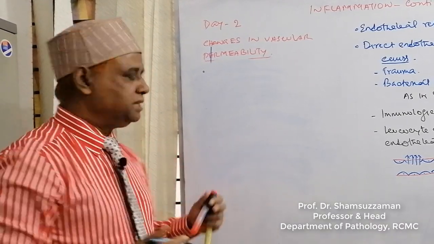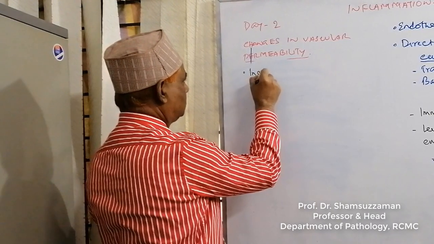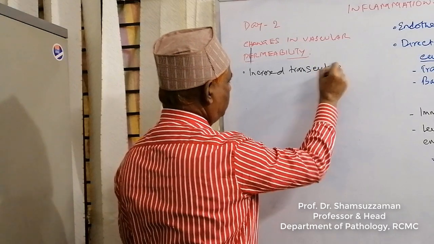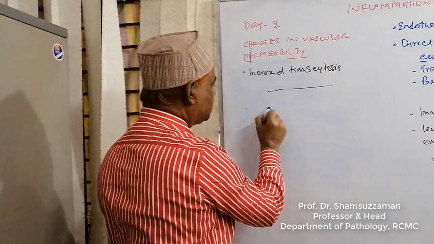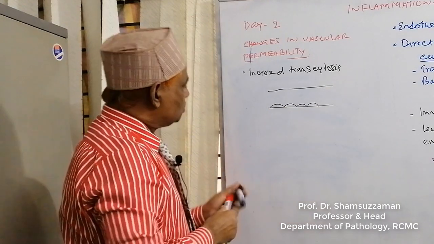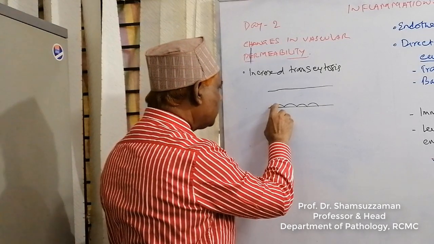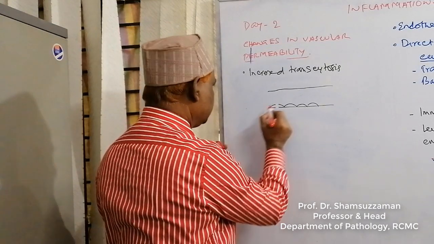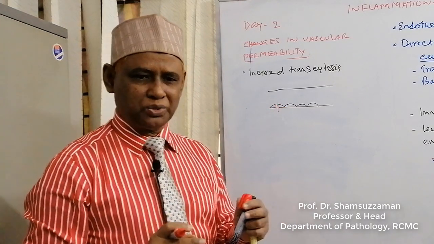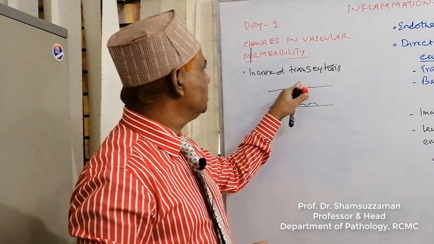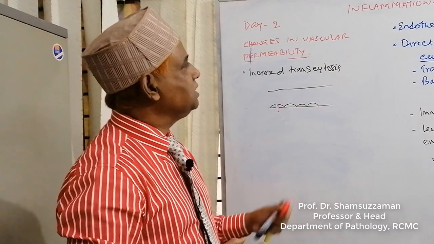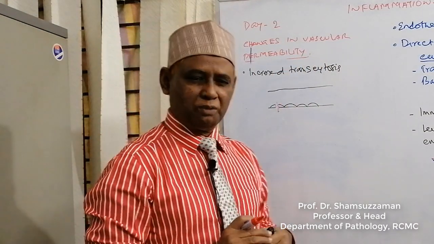Another cause of increased vascular permeability is increased transcytosis. Dear audience, this is the capillary blood vessel lined by endothelium. Through the endothelium there is formation of a channel, and through this channel fluid may come out of the blood vessel. This is called transcytosis. If transcytosis is increased, this is nothing but increased vascular permeability. So these are the different causes of increased vascular permeability.